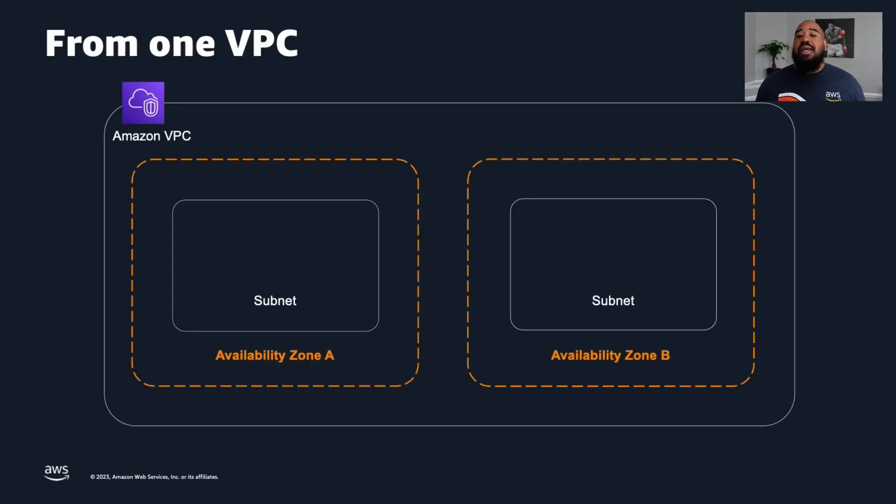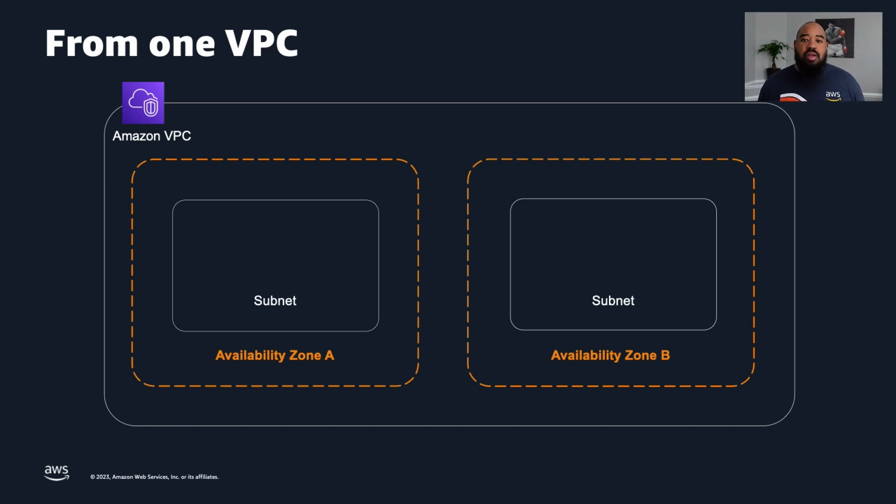Let's level set. What is an Amazon Virtual Private Cloud? An Amazon Virtual Private Cloud enables you to launch AWS resources into a virtual network that you define. This virtual network closely resembles a traditional network that you will operate in your own data center, with the benefits of using the scalable infrastructure of AWS.